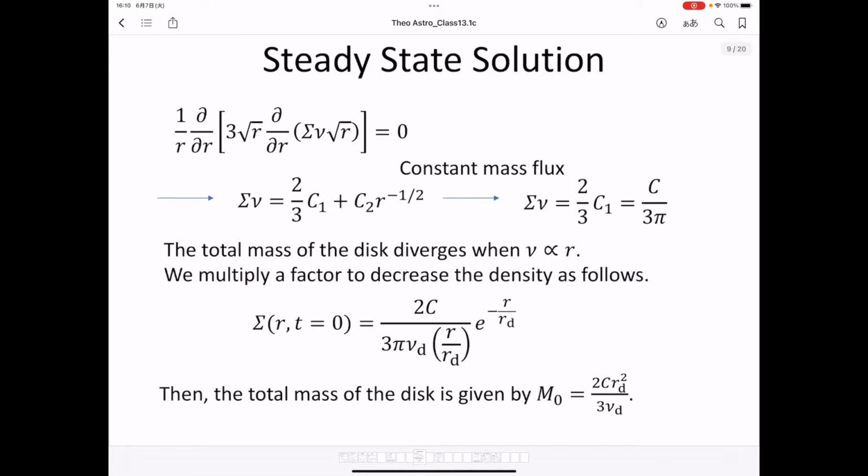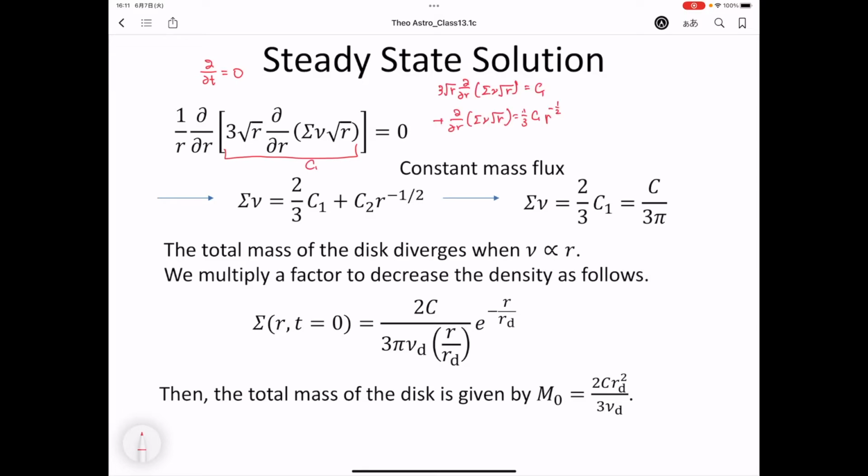Then we'd like to find out the steady state solutions. In the steady state solutions, ∂/∂t has to be equal to 0. Then we have only the second terms. So to satisfy these equations, the inside of these quantities has to be a constant value, c sub 1. Then you can integrate both sides of the equations.